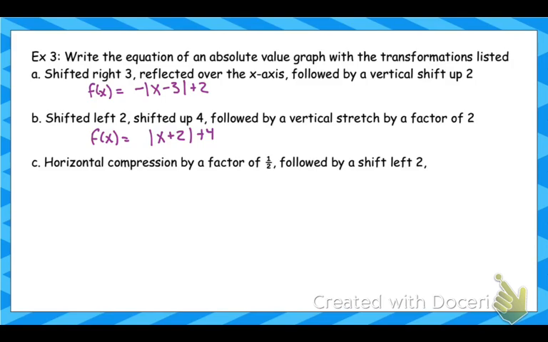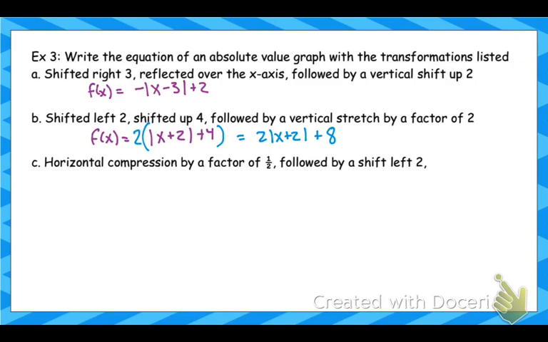So what I need to do then is I need to take the entire function that I have and then stretch it by 2, which means that I really have 2 times the absolute value of x plus 2, plus 8. And really what we're just trying to understand here is that the order we apply these transformations in matters. If I stretch by 2 and then I shift it up 4, it's going to look different than if I shift it up 4 and then I stretch it by 2. It's going to create 2 different graphs.